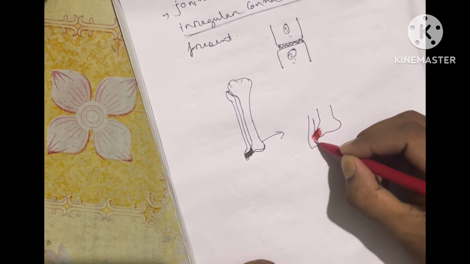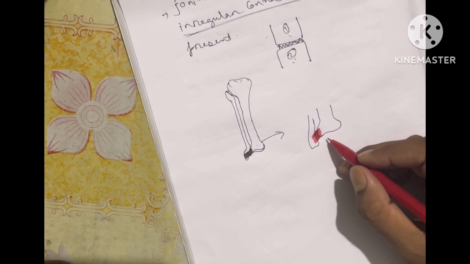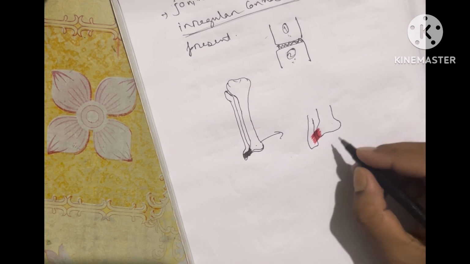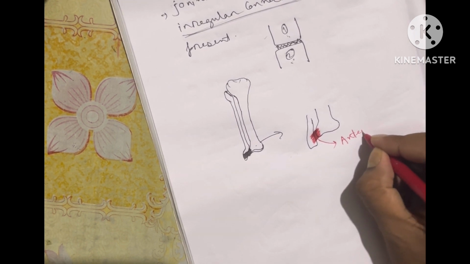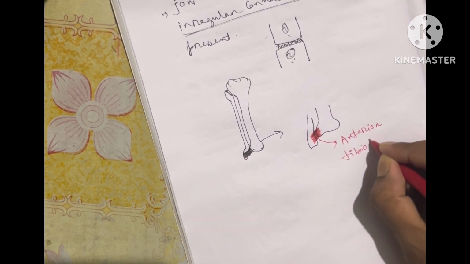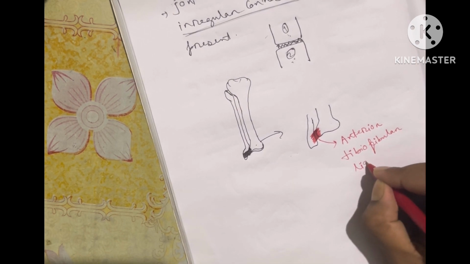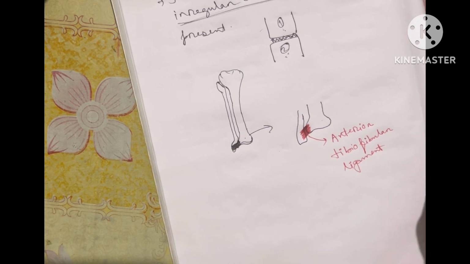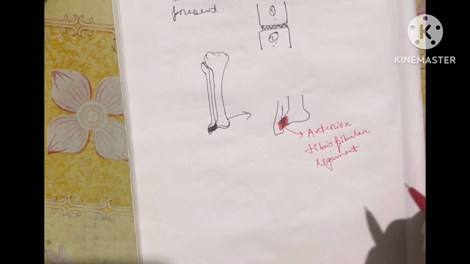That ligament is called the anterior tibiofibular ligament. So the name of this ligament is anterior tibiofibular ligament.